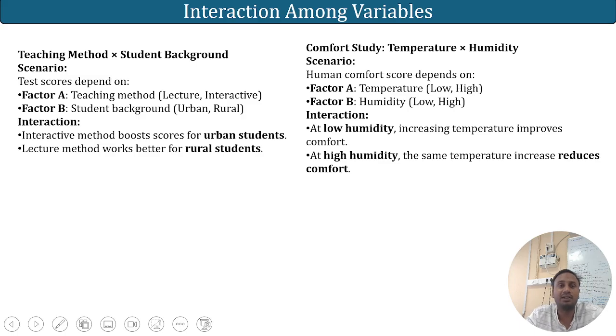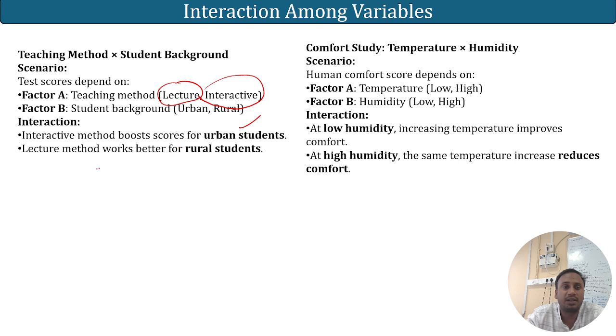Similarly, let's say factor A is teaching method, one being lecture and the second interactive, and factor B is student background, urban and rural. The interactive method boosts scores for urban students, but the lecture method works better for rural students. Some study will be there. It can also be the case of the reverse, so we are not too rigid about what they said. Similarly, for temperature and humidity, we also have to check. Okay, so now we know how the interaction among the variables is happening. I think till here it's clear, right?